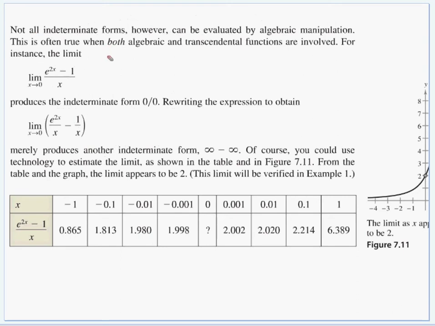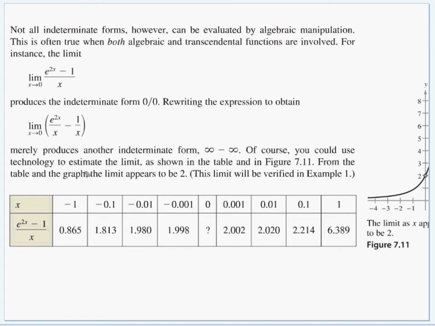Now, not all indeterminate forms, however, can be evaluated by algebraic manipulations. This is often true when both algebraic and transcendentals are involved. For instance, here our limit is headed to 0, e to the 2x minus 1 over x. This produces 0 divided by 0. We could rewrite the expression by breaking it into 2 separate fractions. That merely produces another indeterminate form, infinity minus infinity.